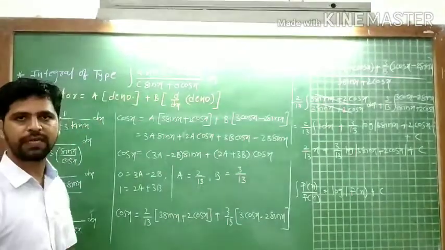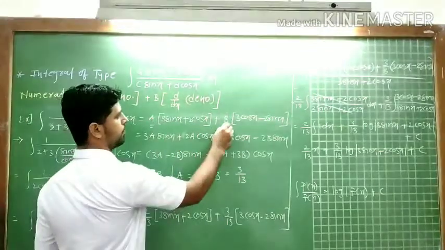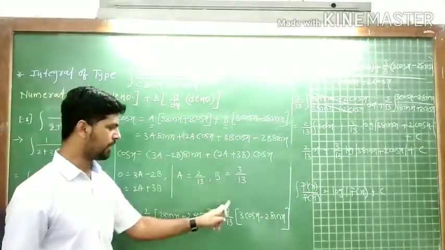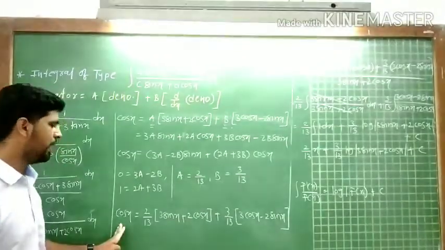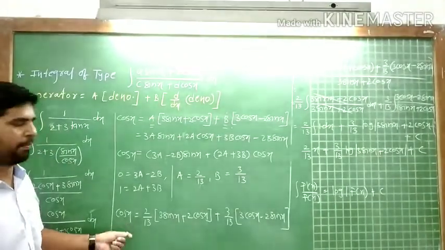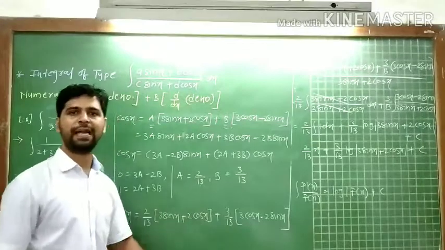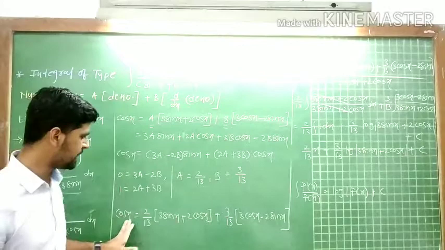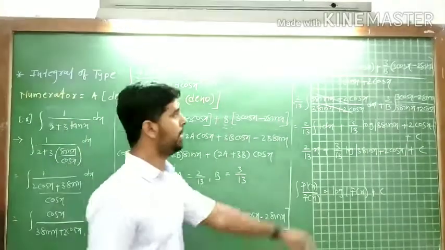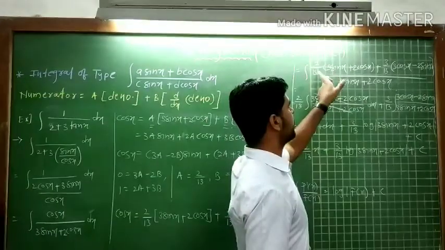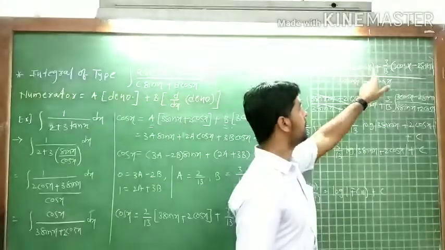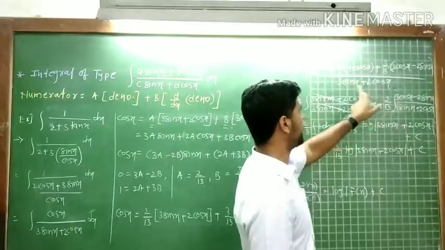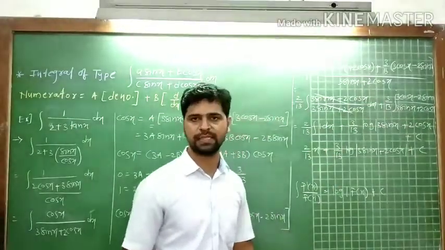Now where will we put that a and b? That a and b will go here. See, a is 2 by 13 and b is nothing but 3 by 13. So the left side numerator value I can replace by these two new terms in the integration function. Okay, so let's rewrite the function again by replacing it with these two new terms. So integration of 2 by 13 (3 sin x plus 2 cos x) plus 3 by 13 (3 cos x minus 2 sin x), and the denominator 3 sin x plus 2 cos x as it is.